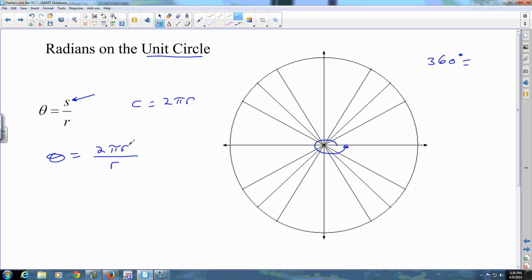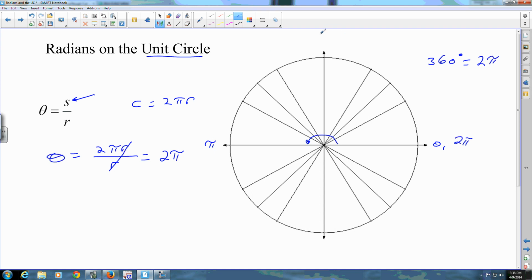Over r. Look, the r's cancel out. Whatever the radius is, even if the radius wasn't 1, which it is on the unit circle, all the way around is the same as 2 pi radians. These are equivalent. All right, let's keep going with it. What if you wanted halfway around? Well, if all the way around is 2 pi, halfway around has to be half of that. So pi, another pi would give you 2 pi, so that's the same as 360. That's the same as 180.